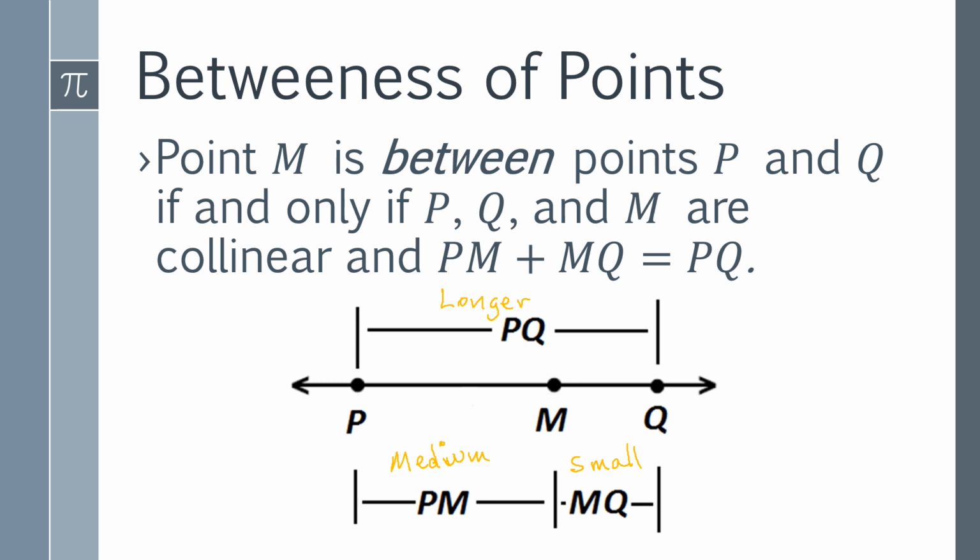And to use a math example, let's say the length of PQ is 5. Well, the length of PM, we might say, is 3.5. And the length of MQ would have to be 1.5. All right? And then that would be true. We would know that to be true.